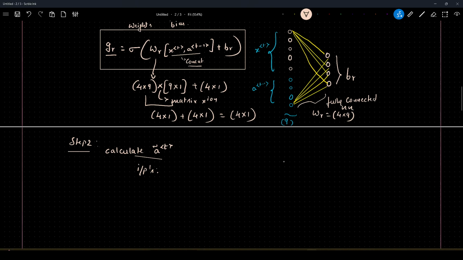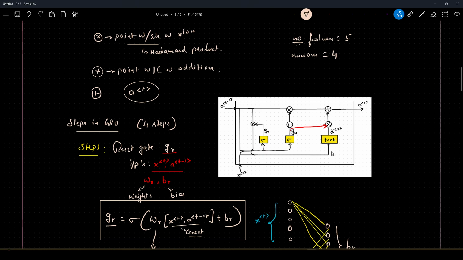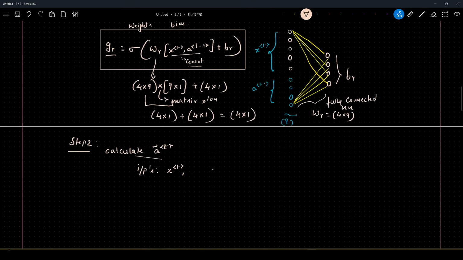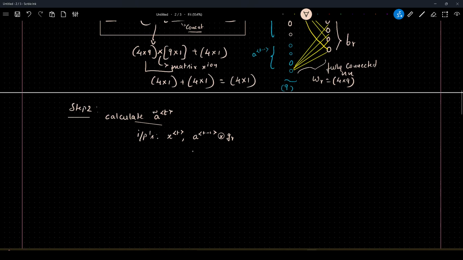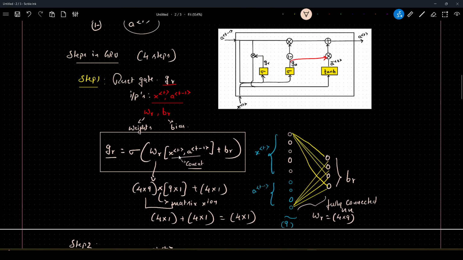Let me just write it down. What are the inputs? xt, it's common for everything. Let's not worry about that. The important thing is the second input for A bar t, that is a t minus 1 pointwise multiplied with the reset gate. So these are the inputs. And what is the activation? Tan h. Activation tan h. And by the way, in step 1 the activation is sigmoid, correct? I haven't written that. Let me just write it.